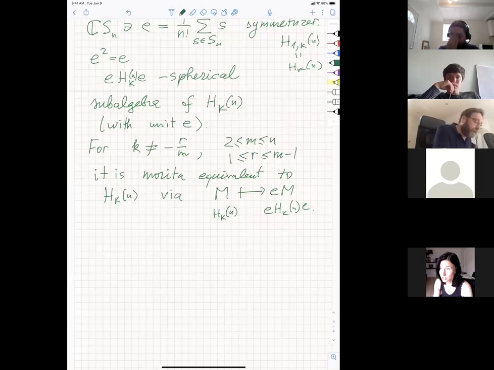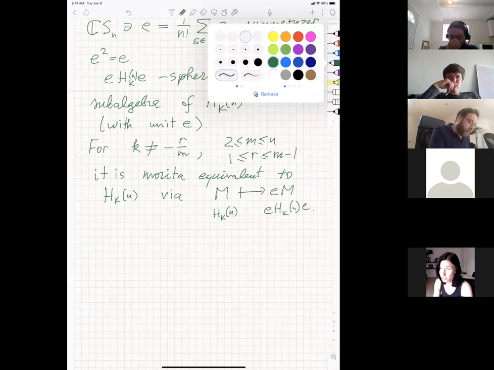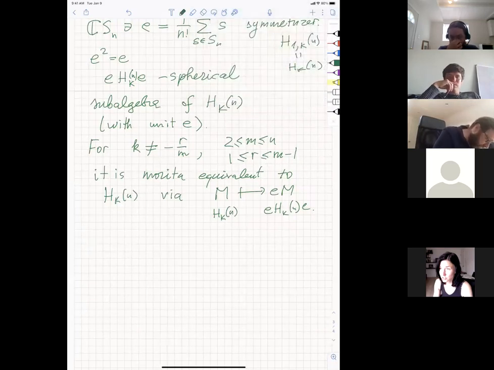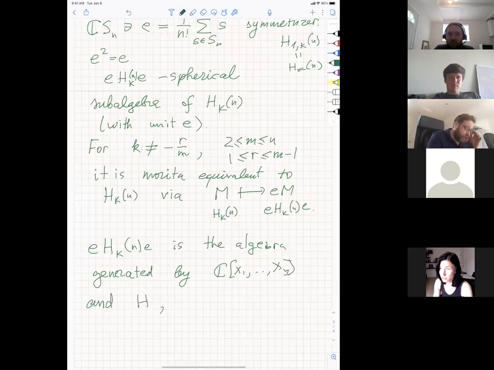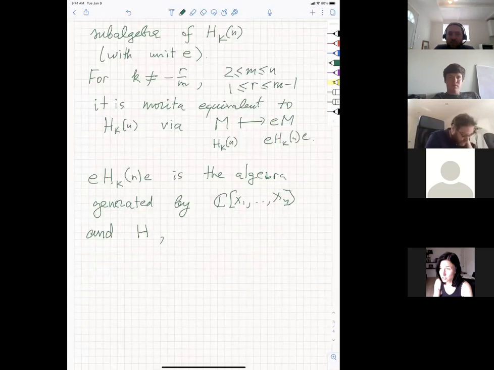So you can think of this algebra. Well, we know that this EHKE is the algebra generated by polynomials and the Calogero-Moser Hamiltonian H. And we can say that it contains all the higher integrals.